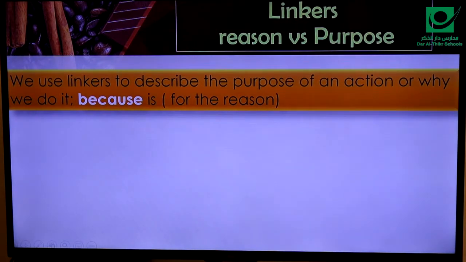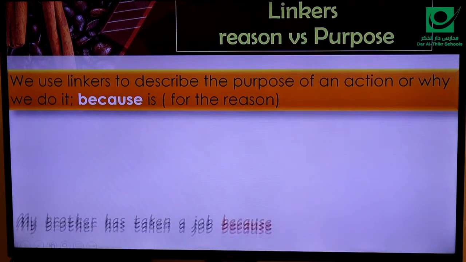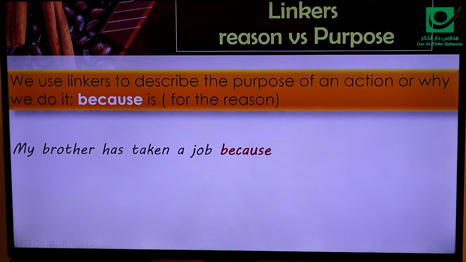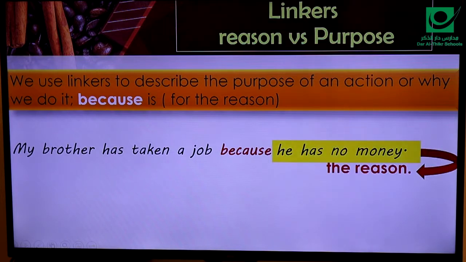But first, let's compare the reason versus purpose. We use linkers to describe the purpose of an action or why we do it. Because is for the reason. When you have the reason, you use because. For example, you say, my brother has taken a job because he has no money. Here, has no money is the reason, so we put because before it.